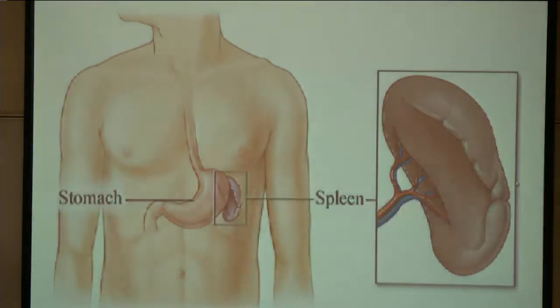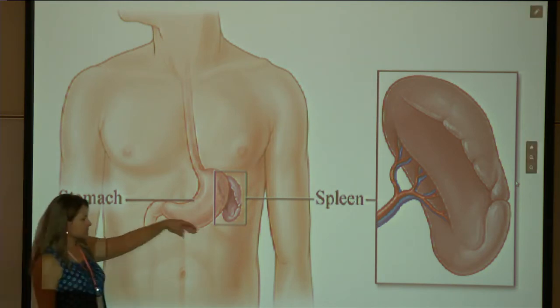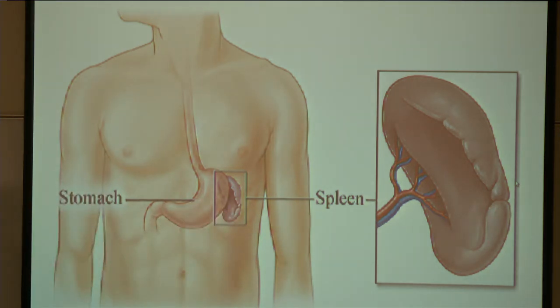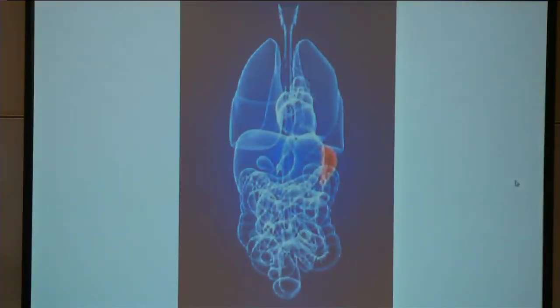It's important to know where the spleen's at. It's one of those organs, probably the least well-known organ of where it's at in your body. Okay, so definitely see here, it's in the upper left quadrant of the body on the lateral side of the stomach. You can see right there.